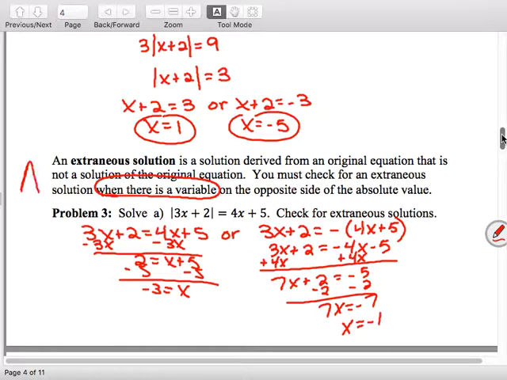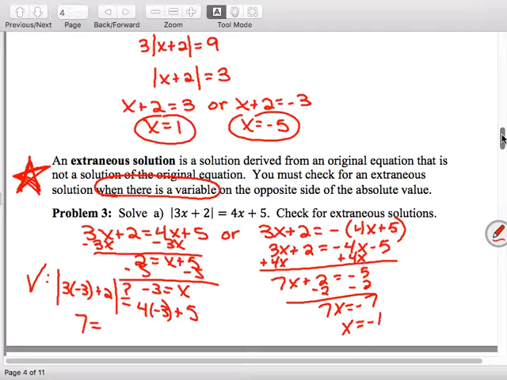All right, now, I need a gigantic star here, okay? I really, really, really need you to be checking, because watch what's going to happen. When I go to check this one, when I take 3 times -3 plus 2, that absolute value, I want to know, does it equal 4 times -3 plus 5? Well, -9 plus 2 is -7. Absolute value is 7, but I get negative 12 plus 5 is negative 7. That's not true. This one is an extraneous solution. It doesn't work, and you have to cross it out.